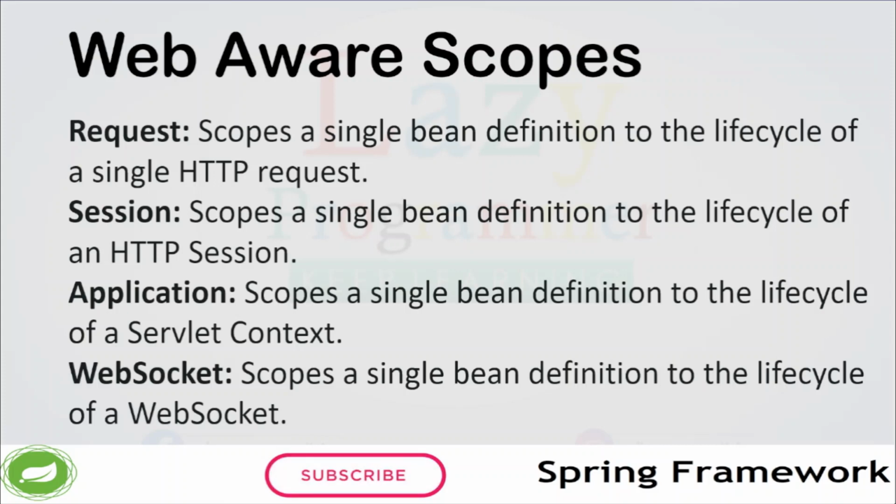In all these scopes, a bean will be created and will go through the complete life cycle. Like for request, a single bean will be created for the complete life cycle of one HTTP request. Similar in the case of session as well. And in case of application scope, it will be there till the end of the servlet context. So till the complete application is there in memory, the bean will be used. A single bean will be created and used. And in the end, we have WebSocket. For the whole life cycle of one WebSocket connection, one bean will be created and used.